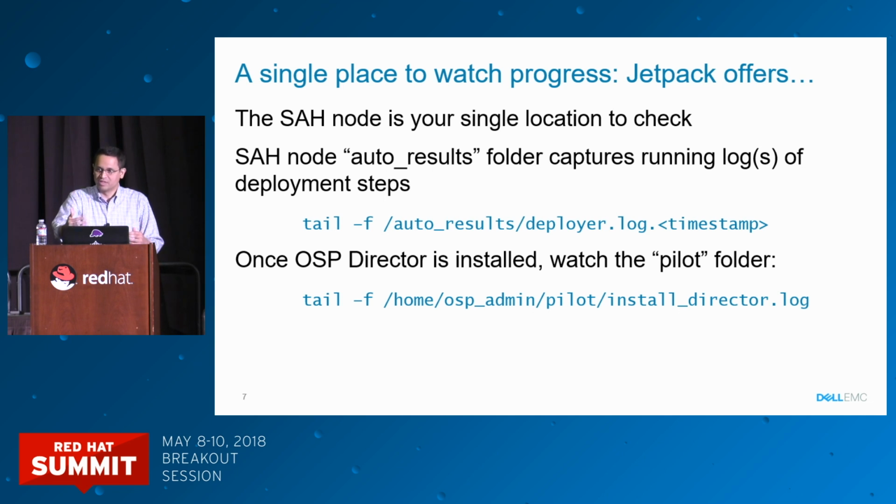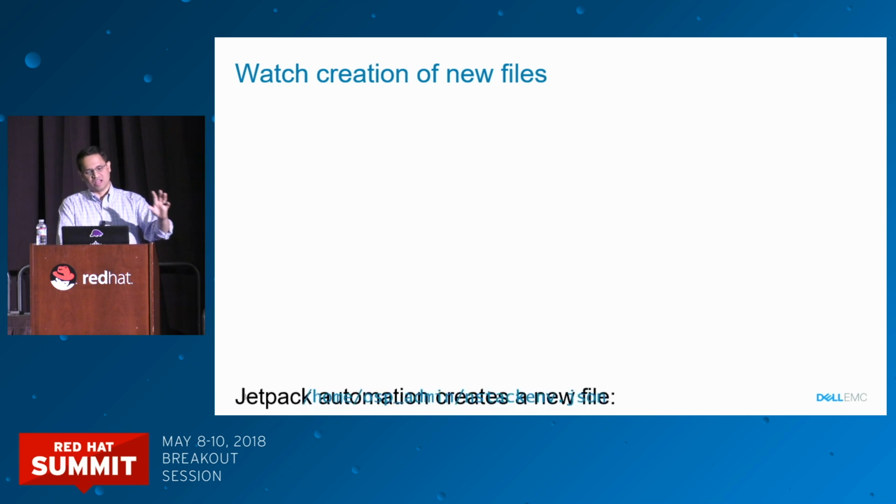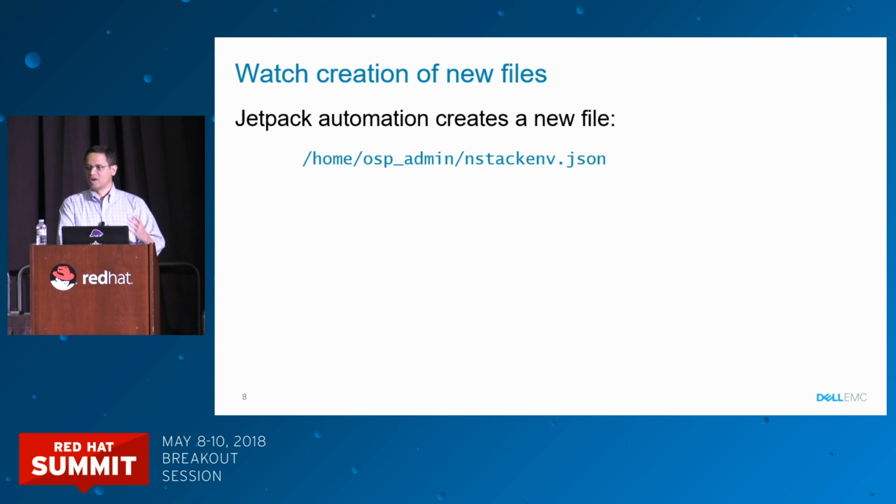How do I know something is happening? Is it happening? Is the right thing happening or not, or is it failing? Several things happen under the covers. As you can imagine, it's an automated tool. It needs to capture some information, save it for later, and some of that happens in files that it creates all along the way.